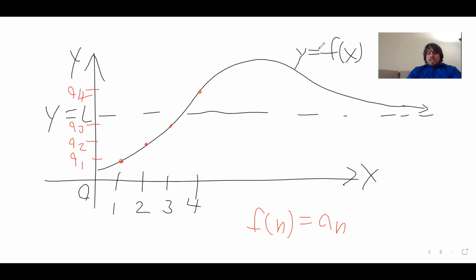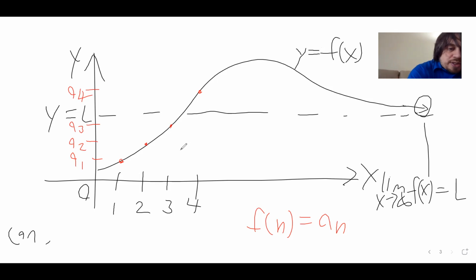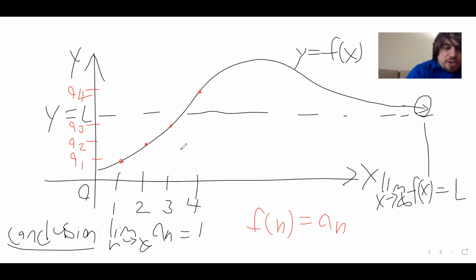Okay, and so what it's saying is if the limit as x approaches infinity of f of x is L, which is happening here, because it has this horizontal asymptote, right? This tells you that the limit as x approaches infinity of f of x is equal to L, right? So if that happens and f of n is defined like this, equals a sub n, then the conclusion is that the limit of a sub n equals L. The conclusion of that theorem is that the limit as n approaches infinity of a sub n also equals L.